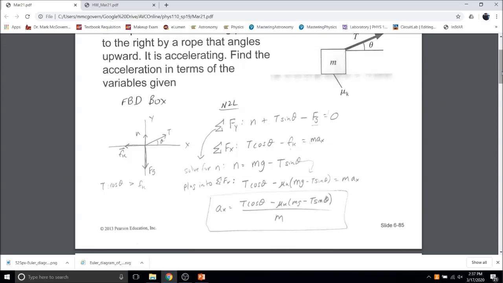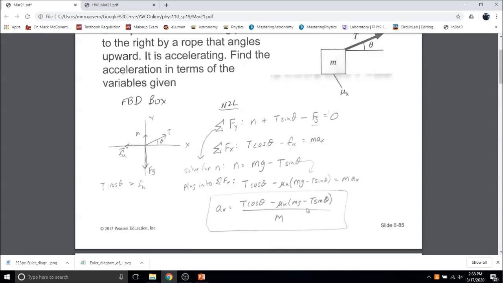All right, so then we go to the x equation, right? We got T cosine theta. The f sub k, we turn it into the numerical form of it, so that's mu sub k times N. I just inserted what N is here, mg minus T sine theta, and that equals ma. And so what we want to do here is solve for the acceleration. So we would just divide the whole equation by m, right? And so when we look at this equation, that's why I like not having numbers, because you can look at all the variables that matter.